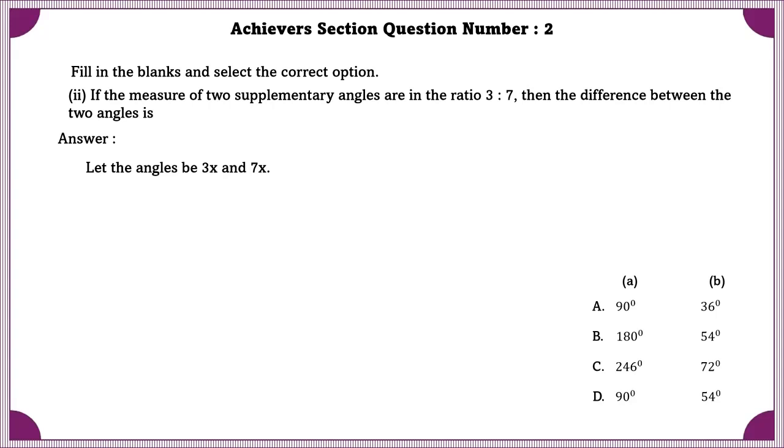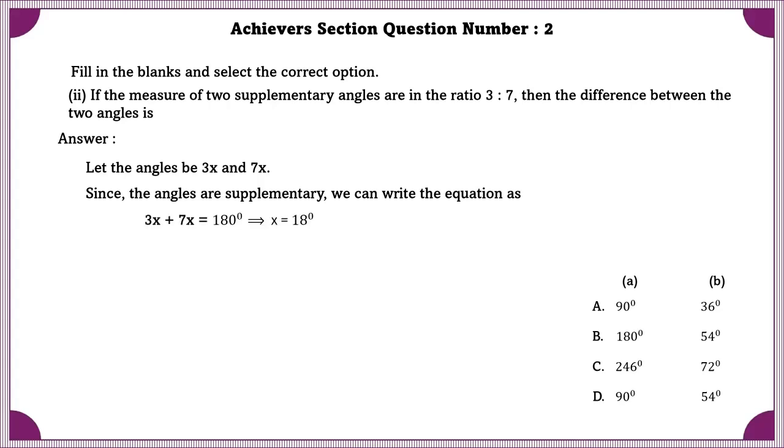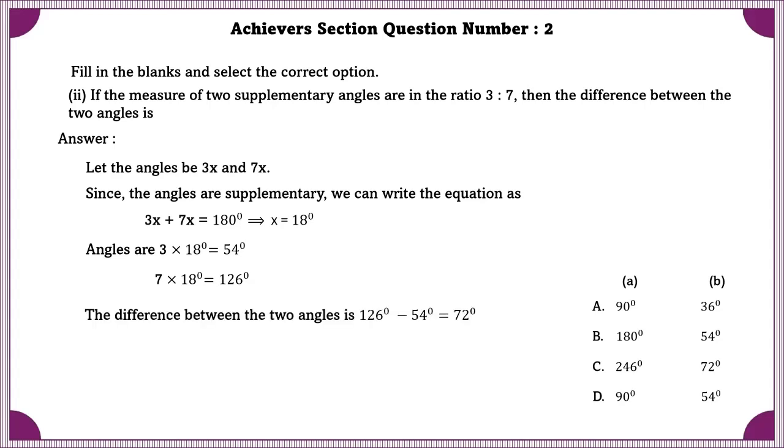Let the angles be 3x and 7x. Since the angles are supplementary, we can write this in the equation as 3x plus 7x is equal to 180 degrees. So, using this, we can find x, that is 18 degrees. Now, the angles are 3x and 7x. So, 3x will become 54 degrees and 7x will become 126 degrees. And now, since they have asked the difference between these two angles, the difference will be 72 degrees.